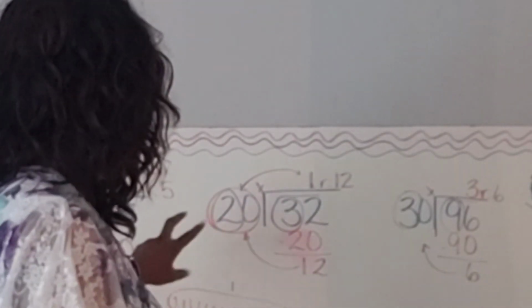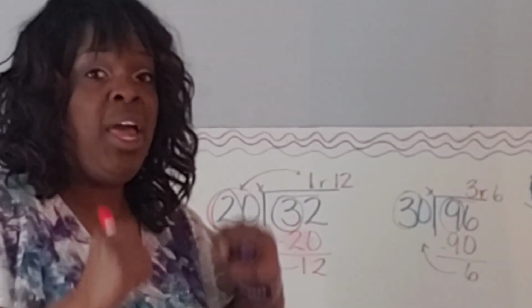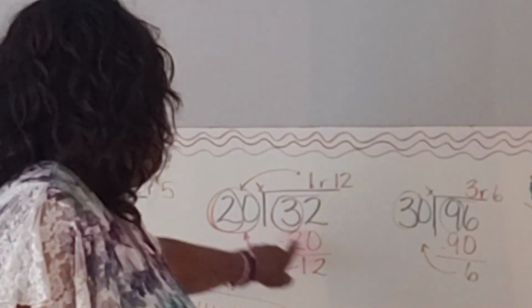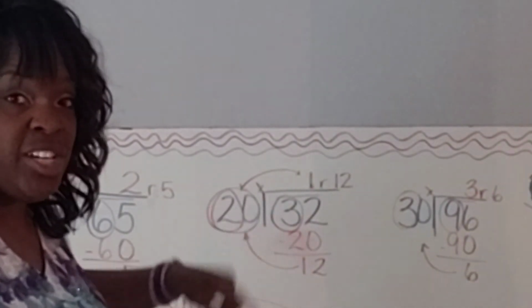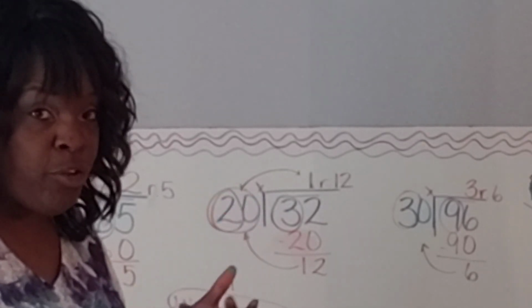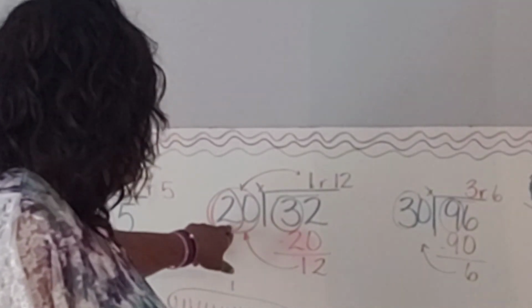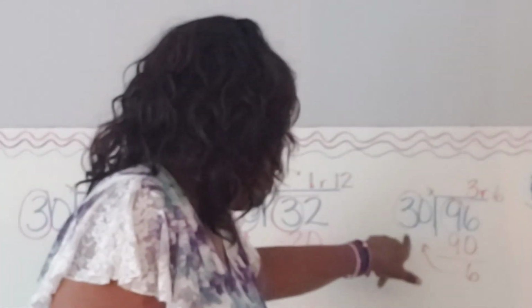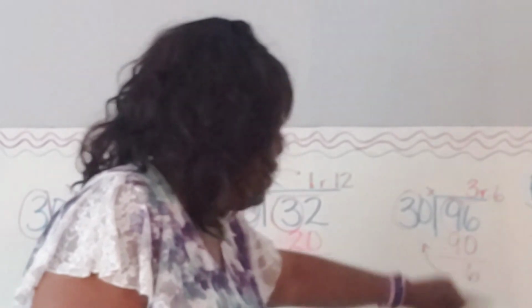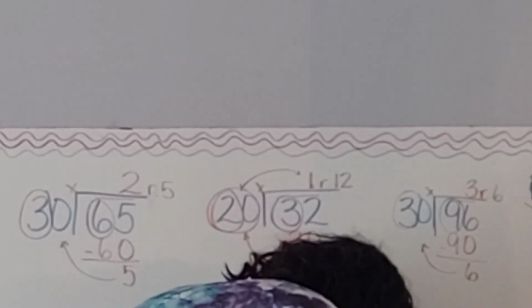So now, instead of trying to figure out how many 30s are in 96 or how many 20s are in 32, we're just figuring out how many 2s are in 3 or how many 3s are in 9 or how many 3s are in 6. But it's still multiplying by 30 to get our answer to go underneath. We're still multiplying by 20 to put what we need underneath. We're still multiplying by 30 to get what we need underneath so that we can find out what our remainder is.